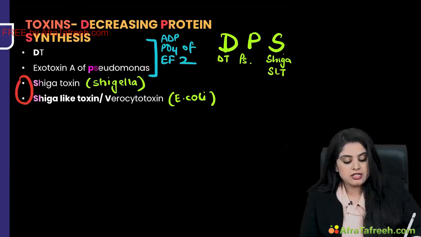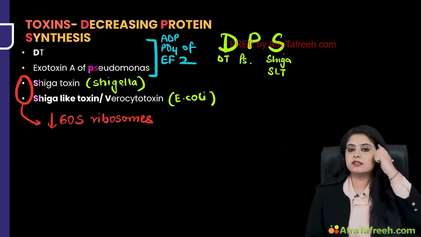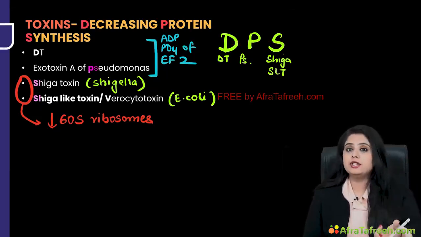Remaining two, Shiga and Shiga-like, keep them together. They are going to inhibit the 60S ribosomes, and that is how they decrease the protein synthesis. So see, the outcome is the same. All of them decrease the protein synthesis, but how they do that is different.